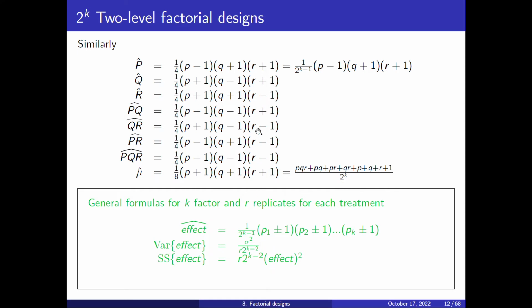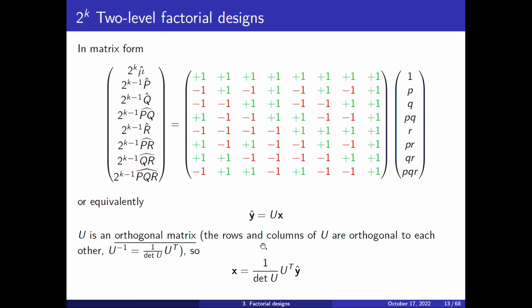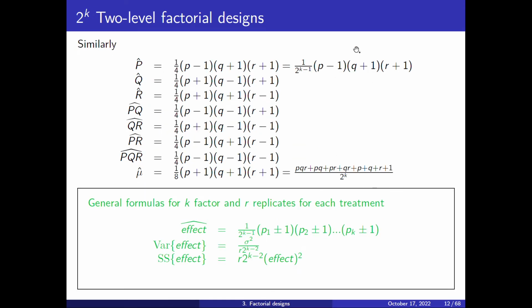But more importantly, we can compute the contribution to the variance of this effect size and the sum of squares of that effect. So this is the variance, and we see that it is divided by the number of factors and the number of replicates within each one of the treatments, and the sum of squares is given by this effect size. Okay, good. We can express these formulas in matrix forms.